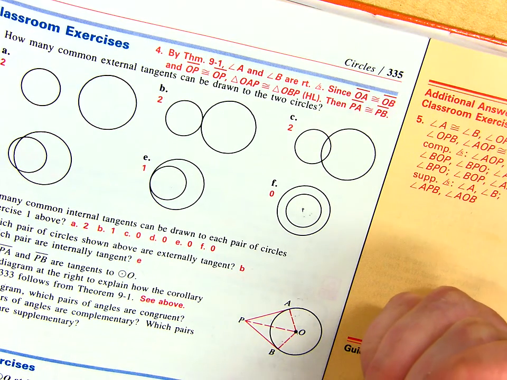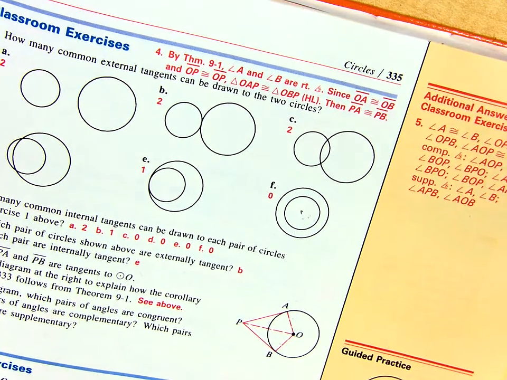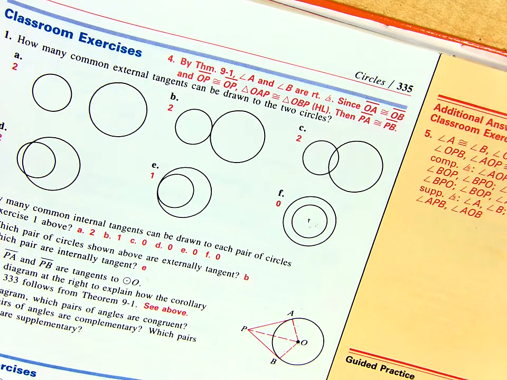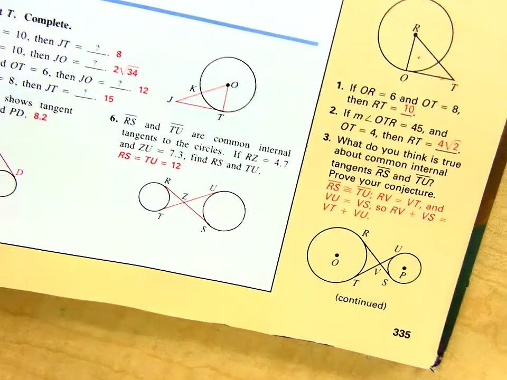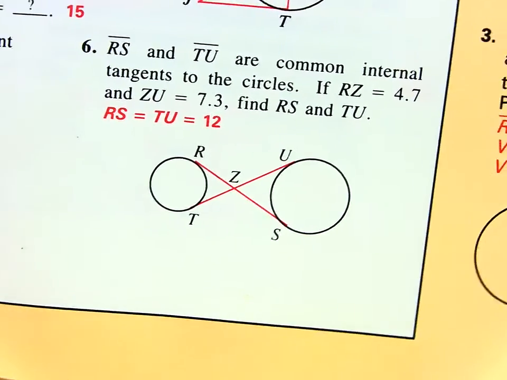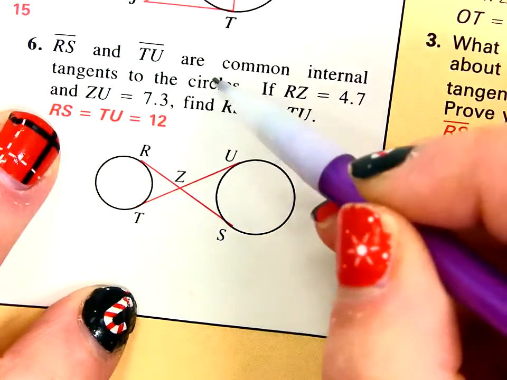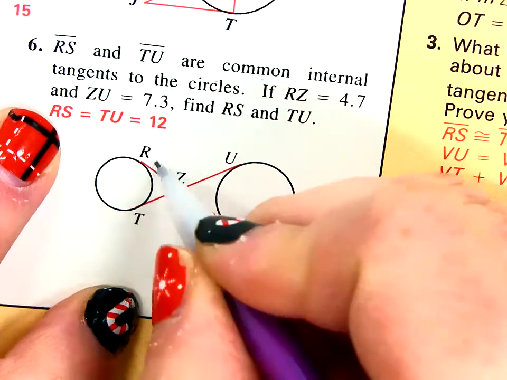Okay. All right, so I'm happy with all those things. And then I'm just looking at whatever we could kind of chip away at that'll have you doing less later. So 3 through 6 I wanted you to do. Oh, and the written exercises. All right, let's say we were going to do number 6 together right here. I know you can see the answers, but pretend that you can't. Okay. So RS and TU are common internal tangents to the circles. Our Z is 4.7.